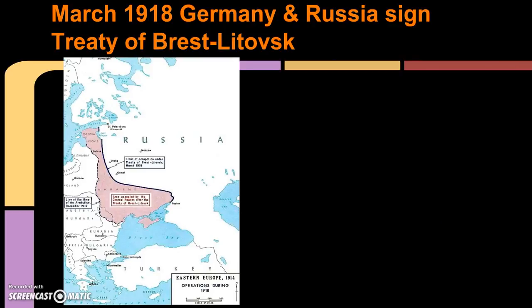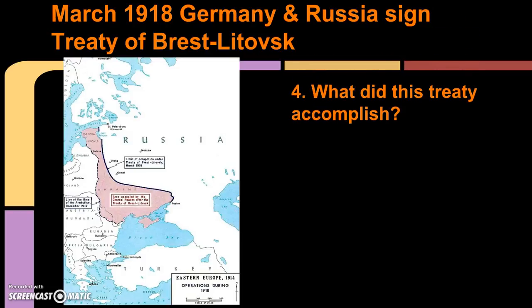It's called the Brest-Litovsk Treaty. Germany and Russia sign it together. You can see on this map, Russia definitely loses territory. And so this is kind of a major occurrence in the war because one of the hugest powers is suddenly out. Right? So the question is, what did the treaty accomplish?